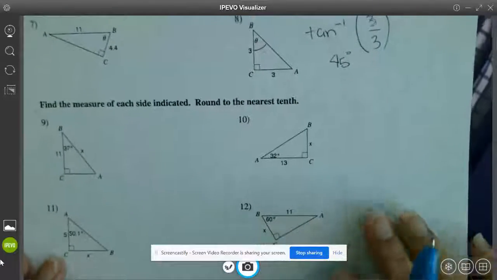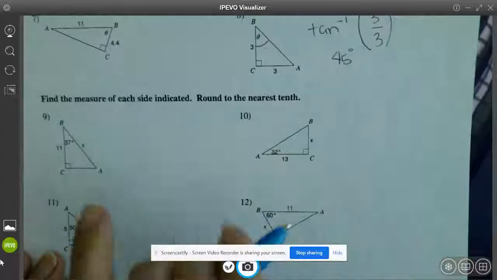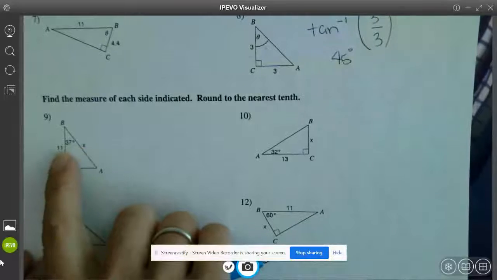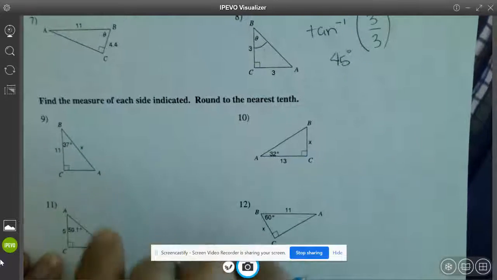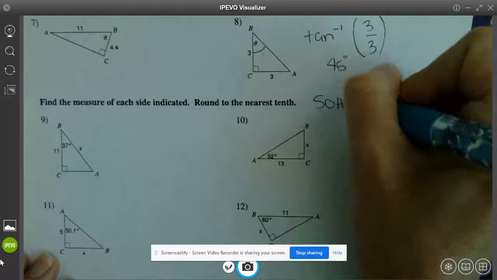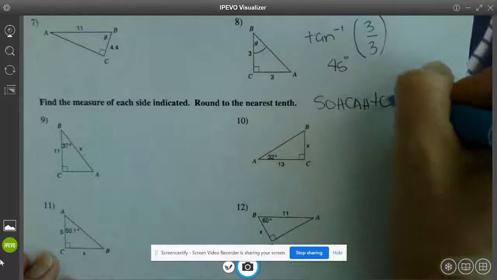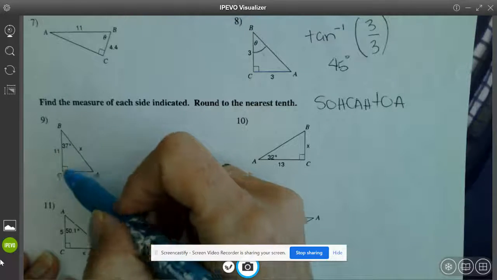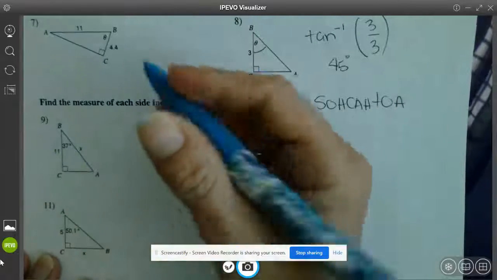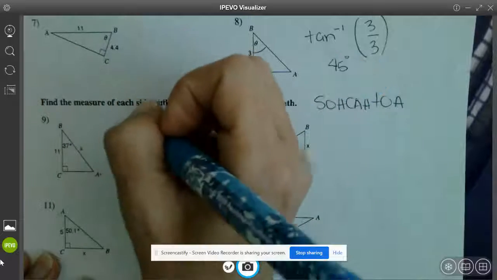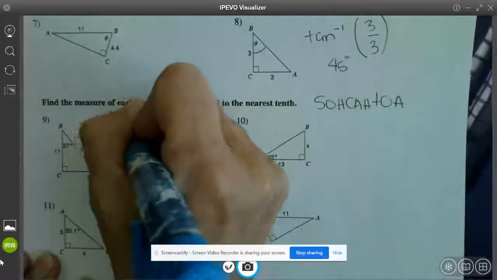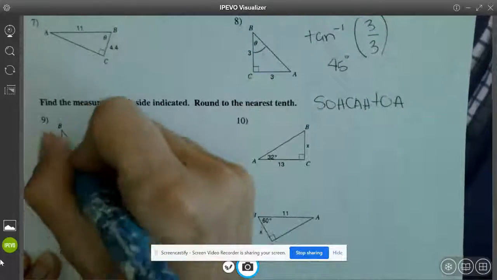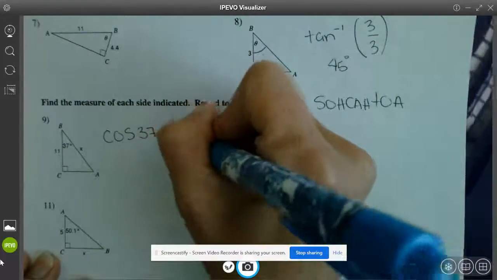Now let's remember how to look for sides. Notice that you only have one number here, and you're looking for an x. There's nothing on the opposite side. This is the hypotenuse, so that's adjacent over hypotenuse, so you are using cosine. Cosine of the angle equals adjacent over hypotenuse, so that's 11 over x.